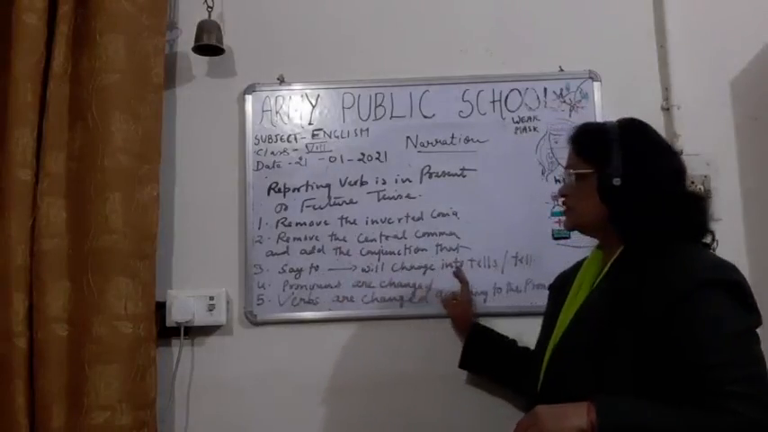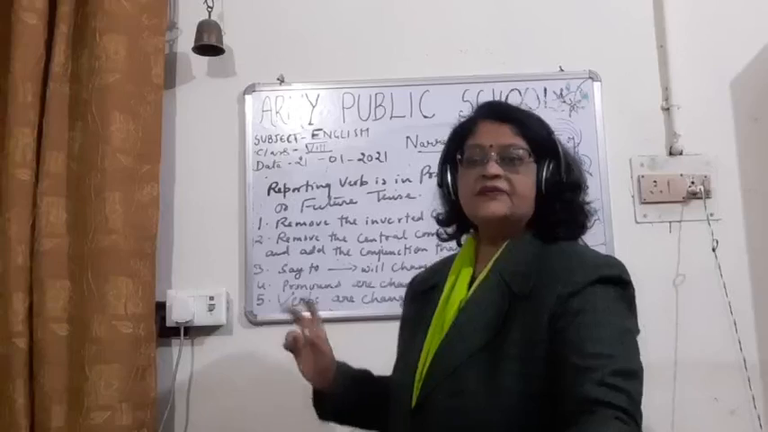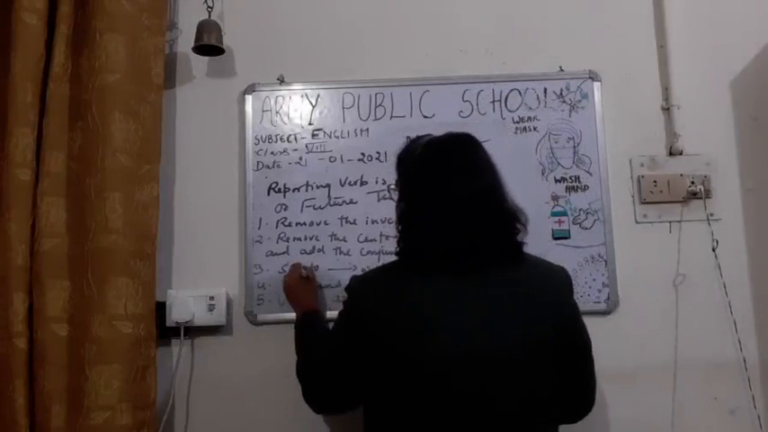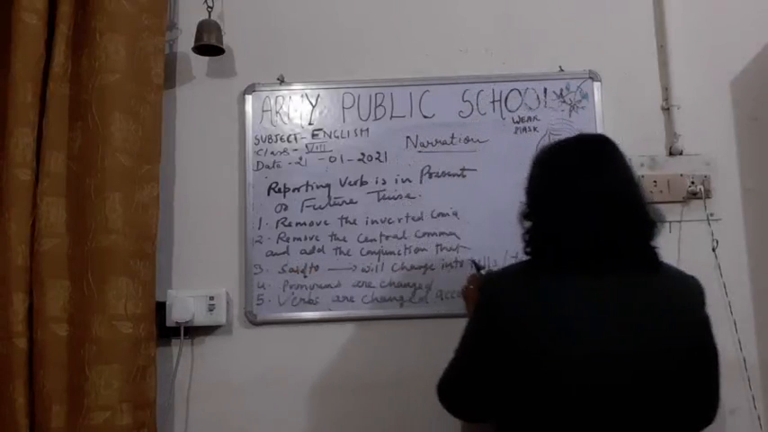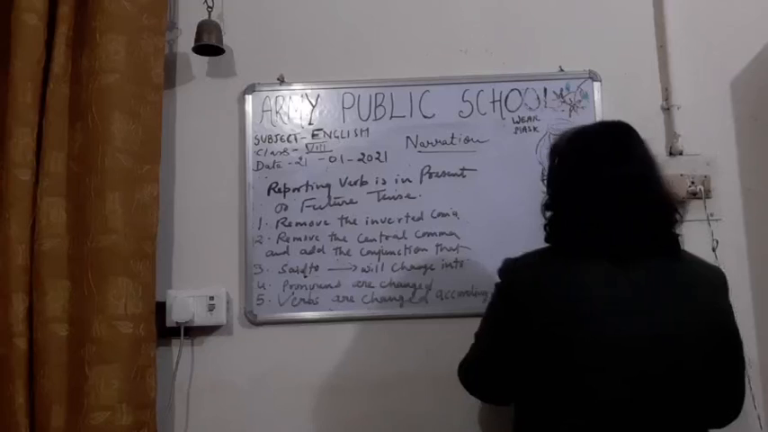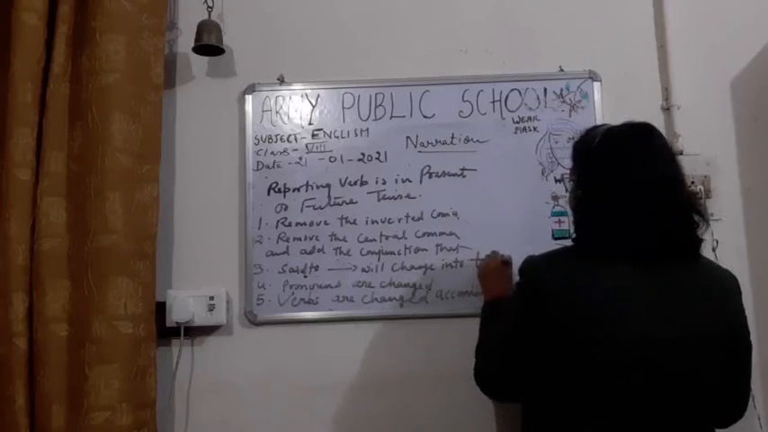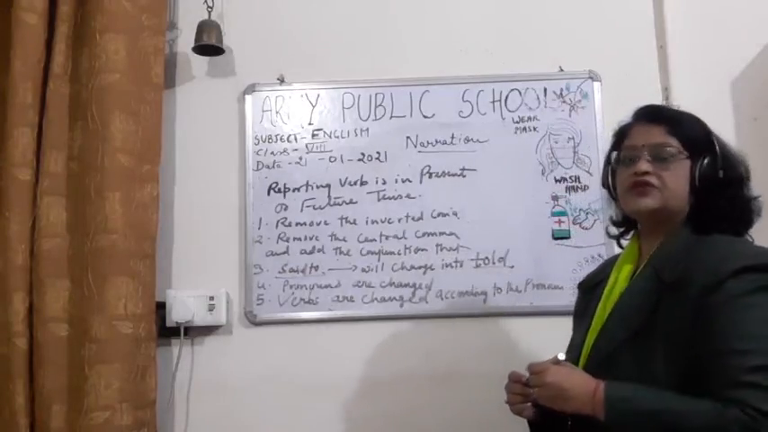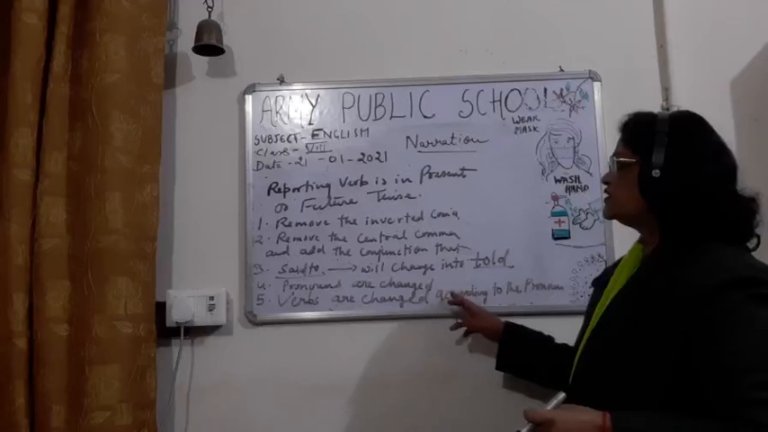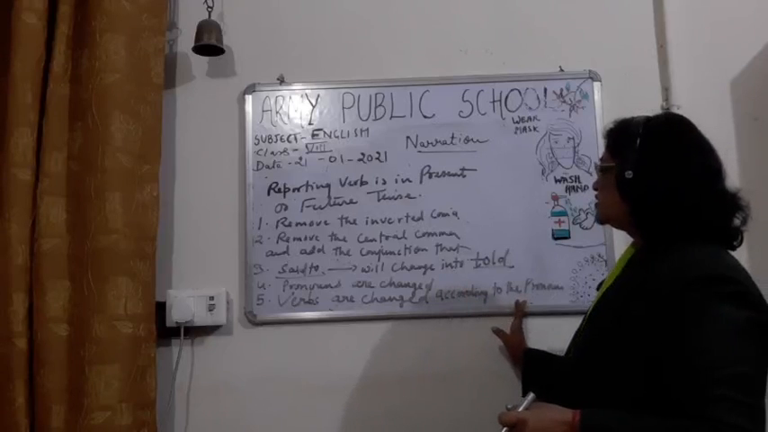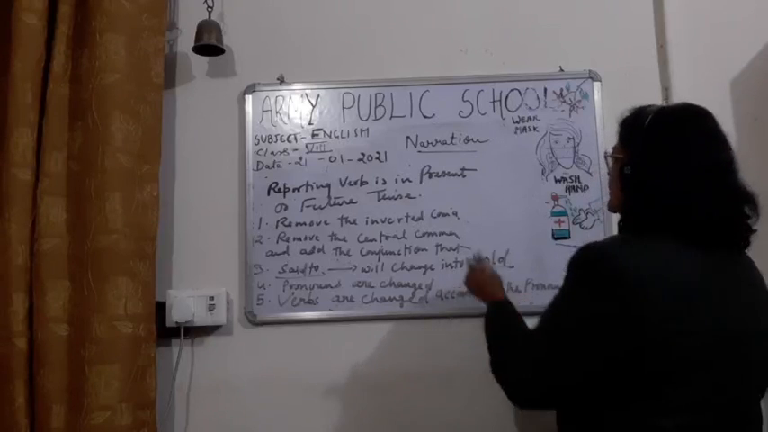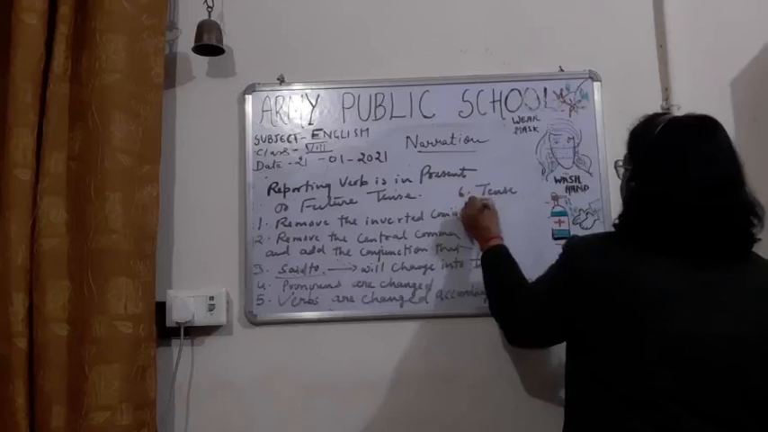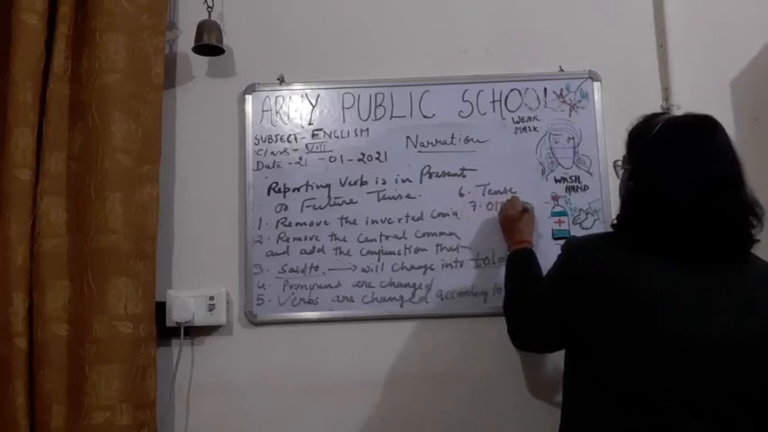Says to will change into, here children, said to, because the reporting verb is in the past tense. So here said to will change into told. You have to mind this. Said to will change into told. Pronouns are changed. Verbs are changed according to the changed pronoun. Then, children, tenses will be changed and other words will be changed.